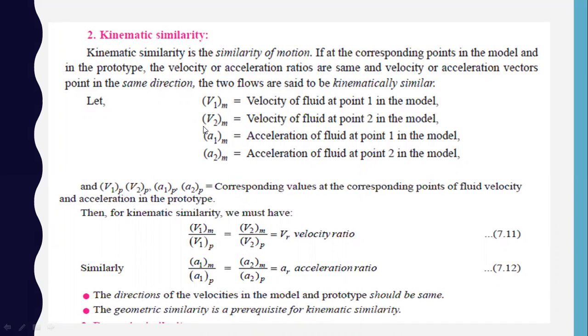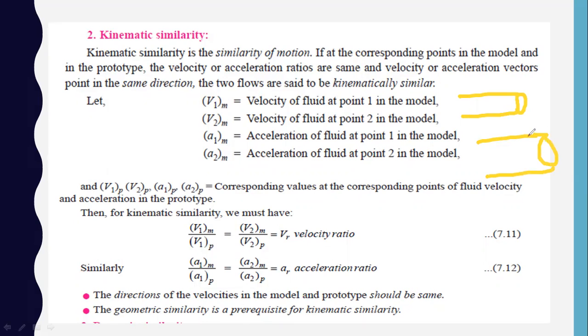So next one is the kinematic similarity. Kinematic similarity is the similarity of motion. If at the corresponding points in the model and in the prototype, the velocity or acceleration ratios are the same, and the velocity or acceleration vectors point in the same direction, the two flows are said to be kinematically similar.